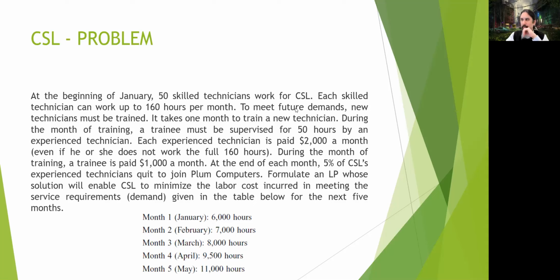Cost of labor, cost of technicians, actually. Cost of technicians, again, parameters or, we can say coefficients over there. Okay, what else?